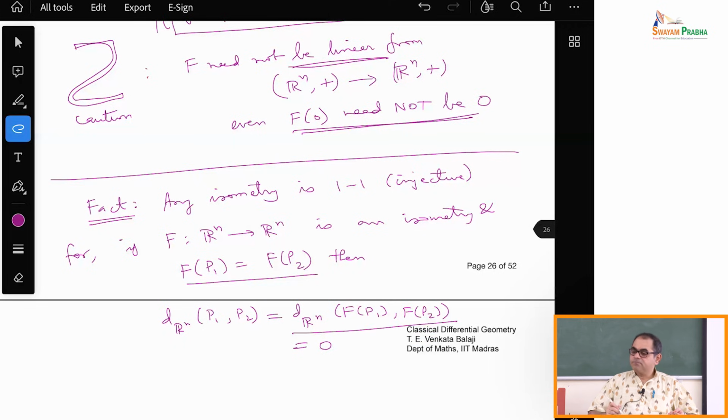The right side is 0. And therefore the distance between p1 and p2 is 0, which will force p1 equal to p2. So this implies p1 is equal to p2. So if f(p1) is equal to f(p2), then p1 equals p2. So that is the proof that any isometry is 1 to 1.